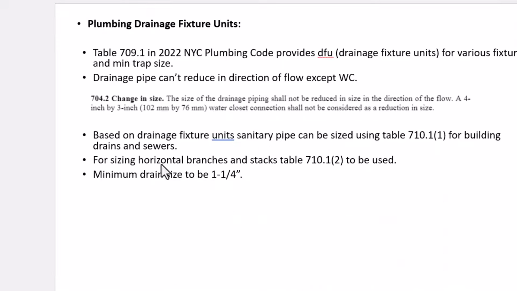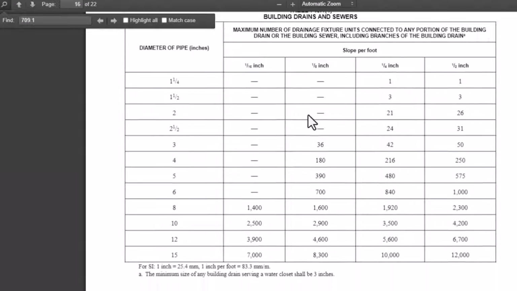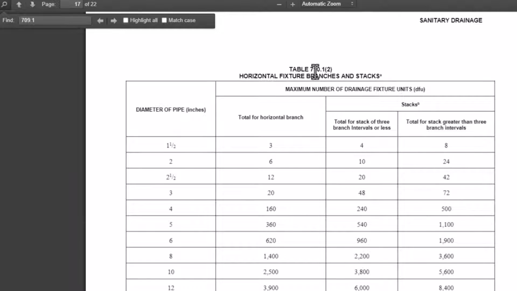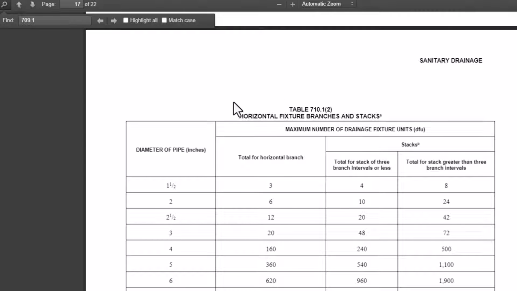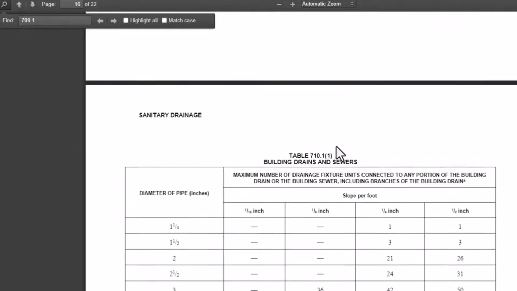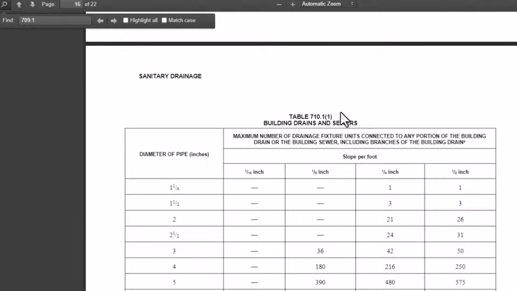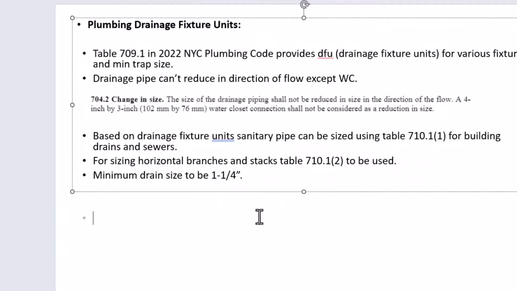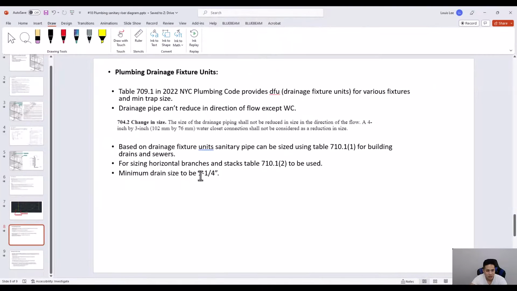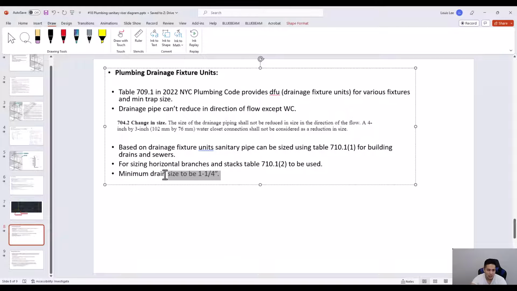For sizing horizontal branches and stacks, table 710.12 is to be used. That's going to be the next table here, to size horizontal fixture branches and stacks. So there's a difference between these systems and the ones for building drains and sewers. And the minimum drain size that can be used in the plumbing system is 1 1/4 inch, and this is based on the code.